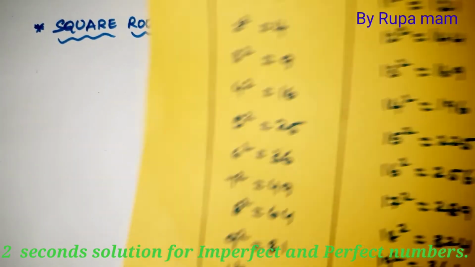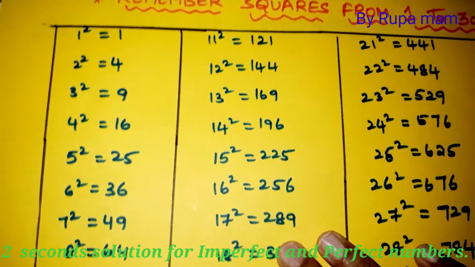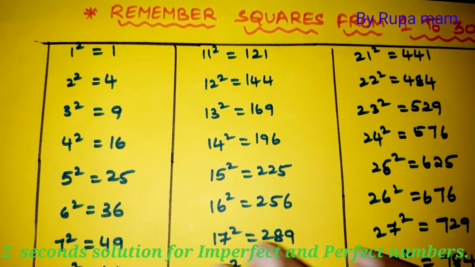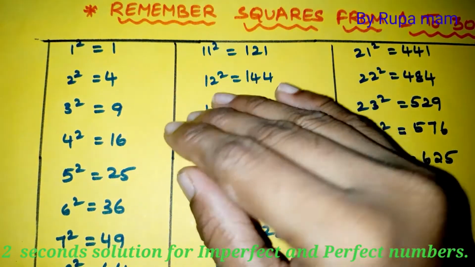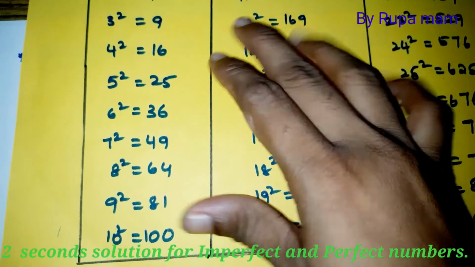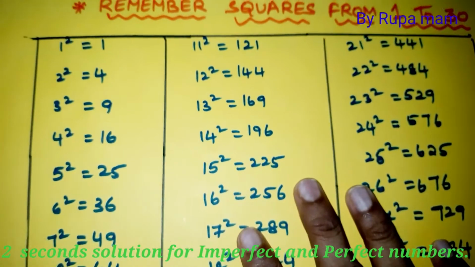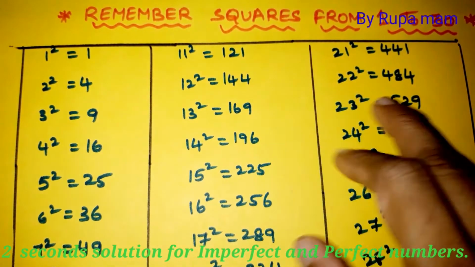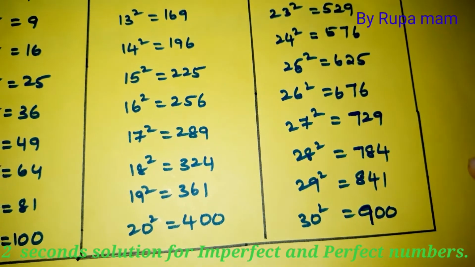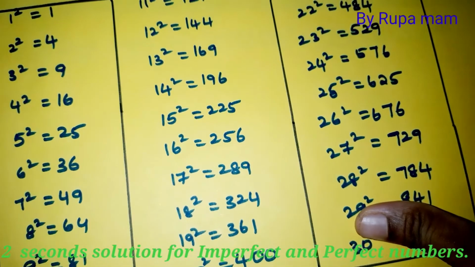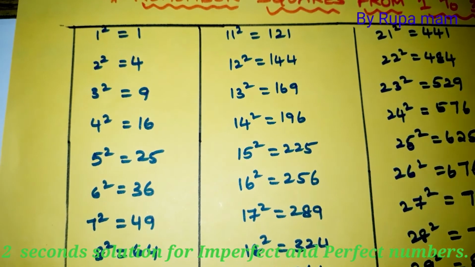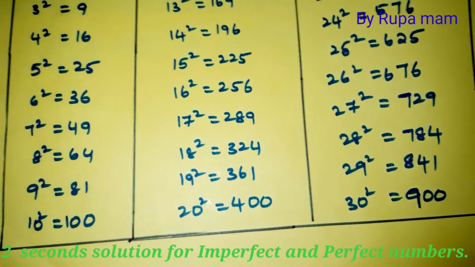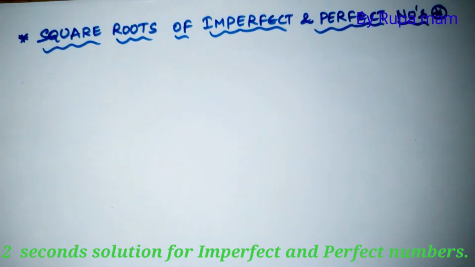Before entering into the video, you have to learn squares from 1 to 30. If you feel it is difficult to remember 1 to 30 squares, please remember 1 to 10 squares. If you remember 1 to 10 squares, then it is very easy to follow my tricks. It is good to remember 1 to 30 squares. If you know these squares, then it is very easy to do imperfect and perfect numbers. Now let us start this session.